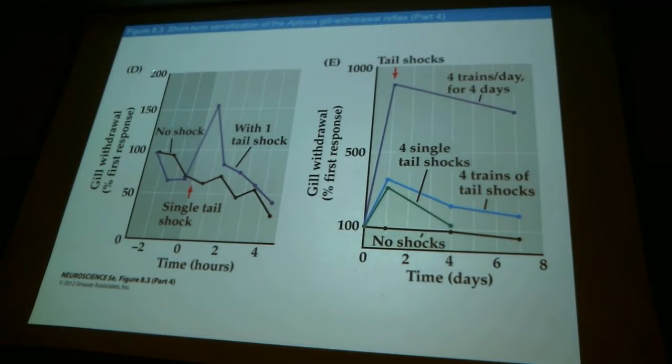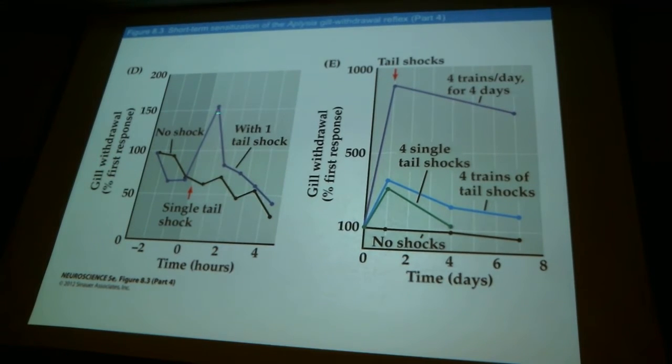So this is a plot of this gill withdrawal response. Now 100% is the normal response. And when you don't have a shock, you see that this response goes down. That's habituation. If somewhere in the middle here you give it a single tail shock, and then give it a siphon touch, you have this rapid increase. In fact, it's more than it was before, even just with a normal siphon touch. This is the sensitization, but then it eventually goes away. And that's with just a single tail shock.